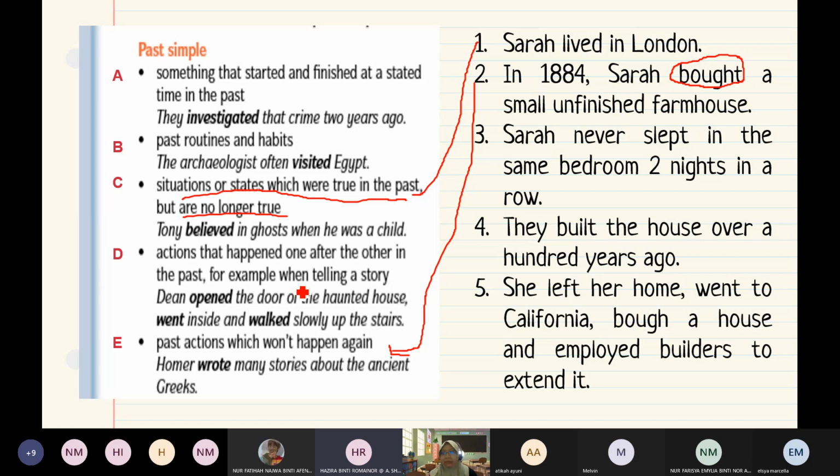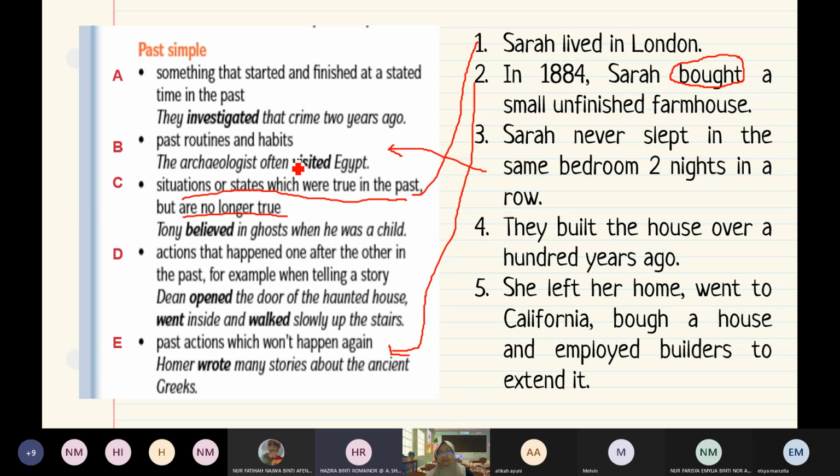So how to describe that one? B. Farisha, what? B. What is your answer, Melvin? B. Yes. Number 3 is B because it is her routine to sleep in the same bedroom 2 nights in a row, but it happened in the past. Okay, number 4, they built the house over 100 years ago. So which one describes that sentence?